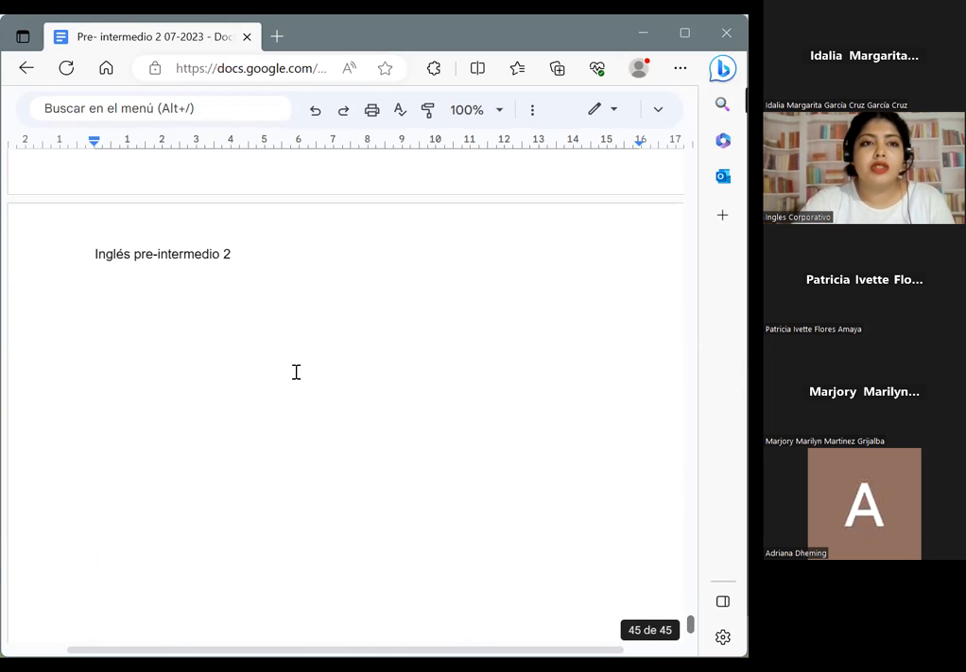And now we are going to talk about what the uses are, or when we need to use the past simple. In this case, we have a question that says, when should we use past simple? ¿Cuándo deberíamos o cuándo es necesario que nosotros utilicemos esta estructura?